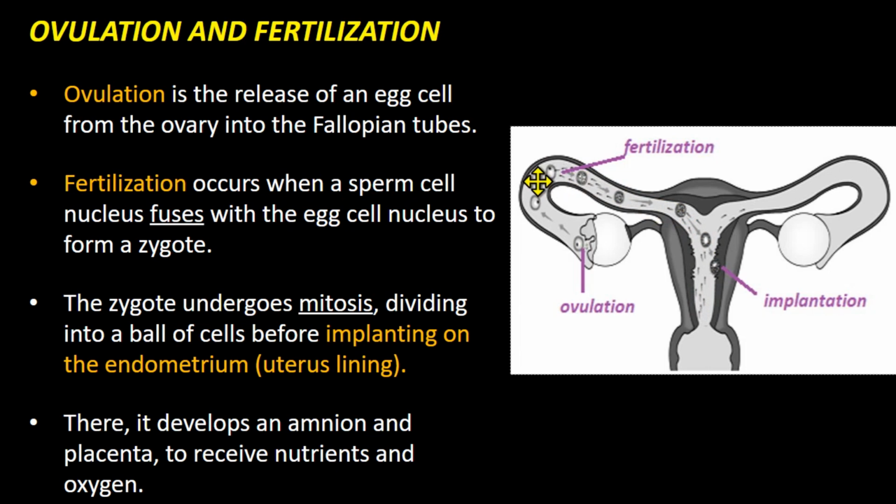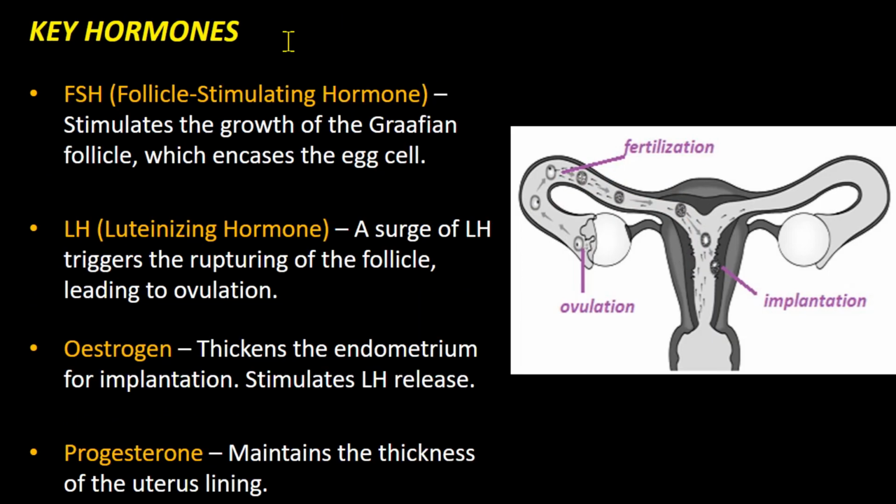The zygote is going to undergo mitosis and is going to divide into a ball of cells called a blastocyst before implanting on the endometrium or the uterus lining. This is where it will develop an amniotic sac and a placenta to receive nutrients and oxygen and antibodies and so on from the mother. This is where now it will develop into an embryo and then a fetus before childbirth, where it will become a baby. Now what we're going to focus on here though is mainly the processes of ovulation and implantation, and finally menstruation. So there's 4 key hormones involved in this.